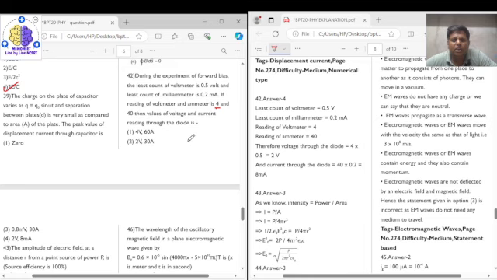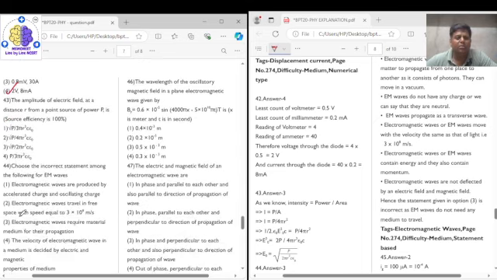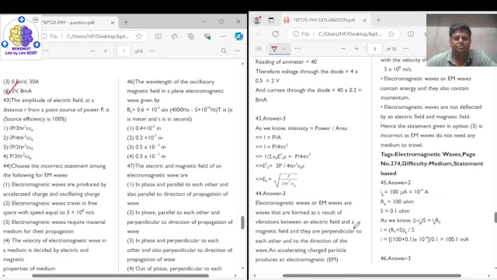So 2 volt is the voltmeter reading, and 40 on the milliammeter. So 40 into 0.2 will give you 8 milliampere. So 2 volt and 8 milliampere is your option 4. So the correct answer for question number 42 will be option 4, that is 2 volt and 8 milliampere. Coming to question number 43.